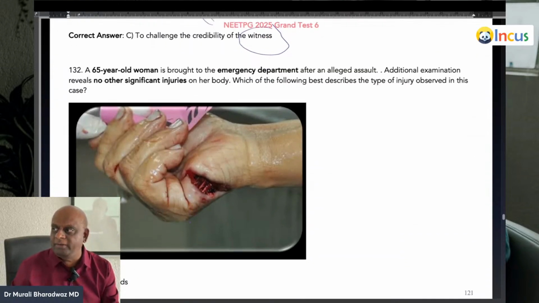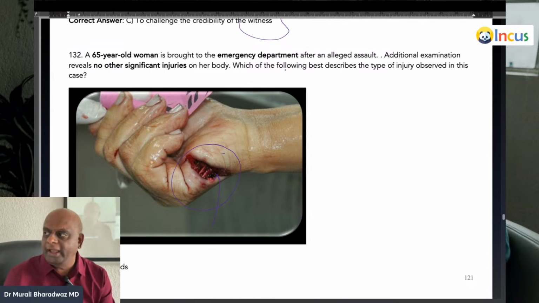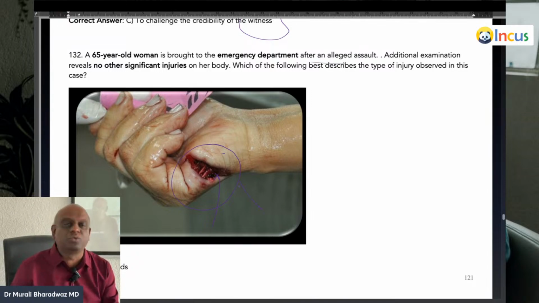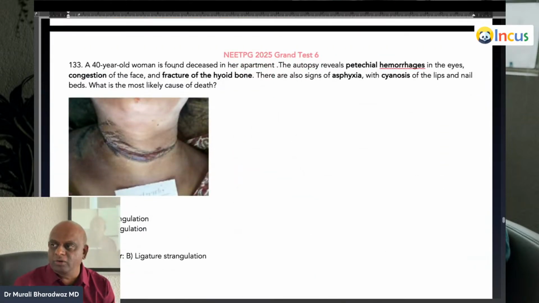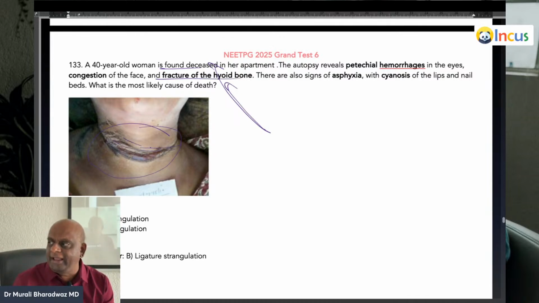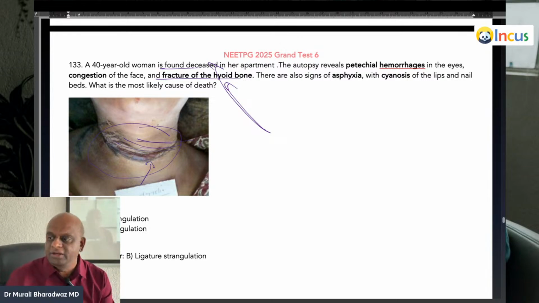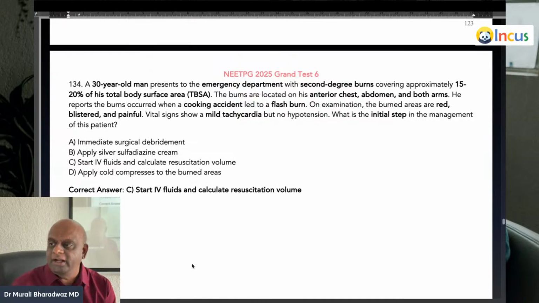A 65-year-old woman is being brought, there is an injury on her hand, alleged assault. This is called defense wound. Classically, defense wound. A 40-year-old woman found deceased in her apartment, fracture of hyoid bone, and typically the ligature mark is above the thyroid cartilage, which is typical of ligature strangulation.